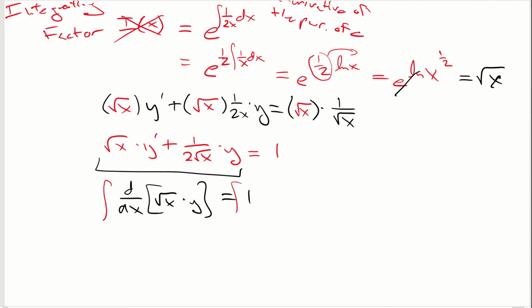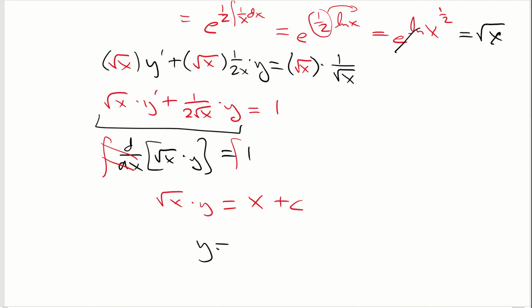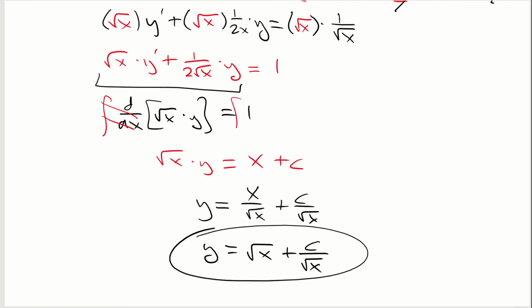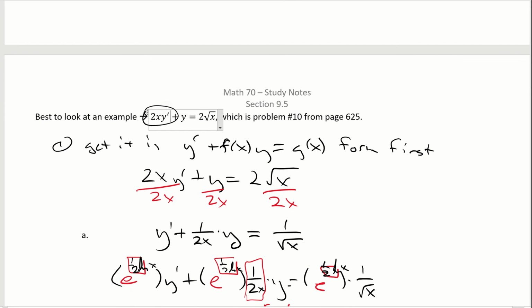You just integrate both sides and cancel the derivative, and you get the square root of x times y is equal to x, and don't forget the plus c. Okay, last move, y is equal to x over square root of x plus c over square root of x. So why don't we just say that y is equal to the square root of x plus some unknown constant over the square root of x. And until you give me an initial condition, which is going to be the next video, that's our answer. We found it. We went from all the way up here, find y.